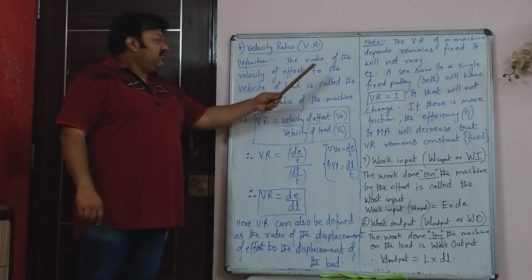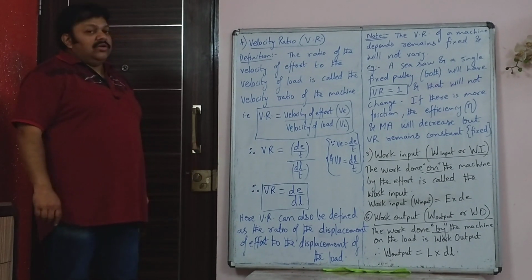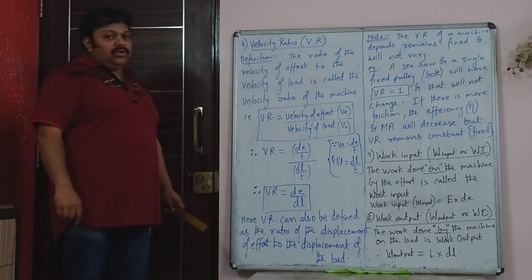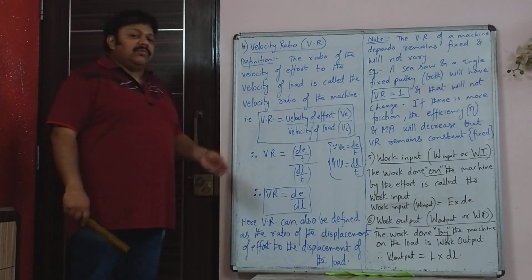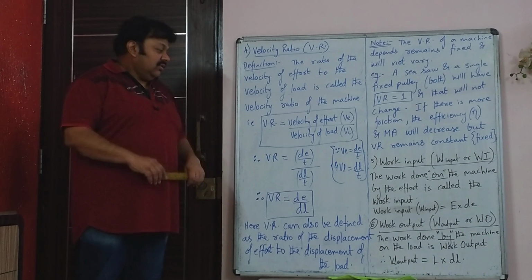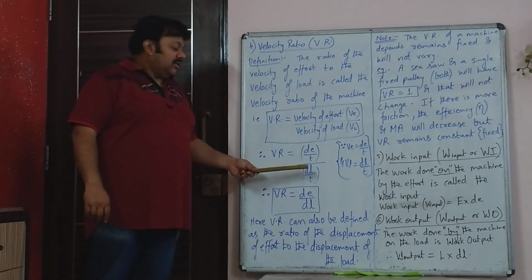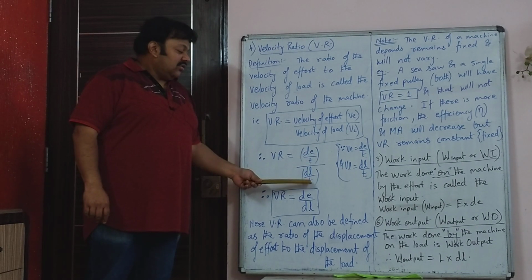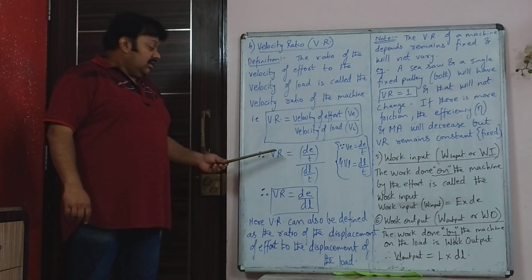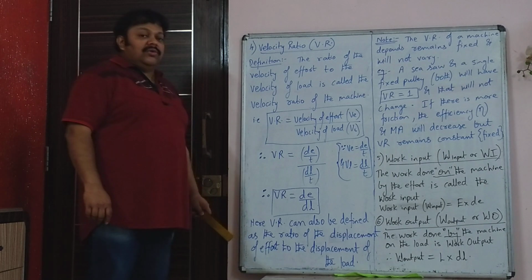Now velocity ratio. The definition: the ratio of the velocity of the effort to the velocity of the load is called velocity ratio. So velocity of effort upon velocity of load. Now what is velocity? It is displacement upon time. So it is a factor that takes time into consideration. So here for effort you write displacement of effort upon time, and for load we write displacement of load upon time. So now time and time will get cut. So velocity ratio is displacement of effort upon displacement of load.